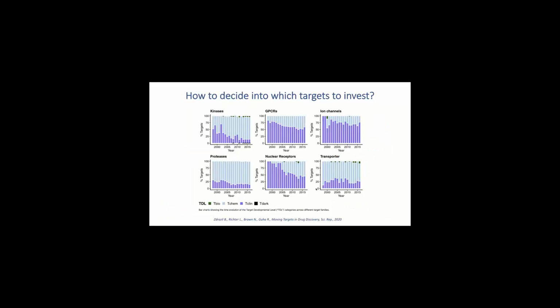But then we asked the question: now knowing this on a high level about target families, what drives the attention, basically? How can we decide into which targets to invest? One thing we can do is annotate targets with these target development levels that IDG developed. And we did that, and we found that over the years the picture is changing a bit. Whereas for GPCRs and ion channels you can see that the category Tclin, so that's really targets with at least one approved drug, is really high and not changing a lot.